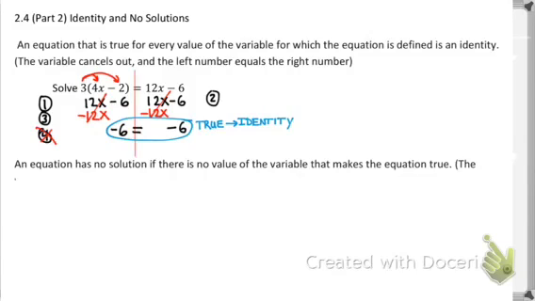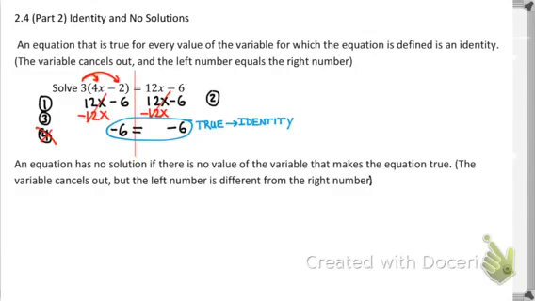The next one is going to be a no solution equation. And again, the variables will cancel out. However, the numbers at the end will be different numbers. So solve 2d plus 4(d minus 2) is equal to 4 plus 6d.